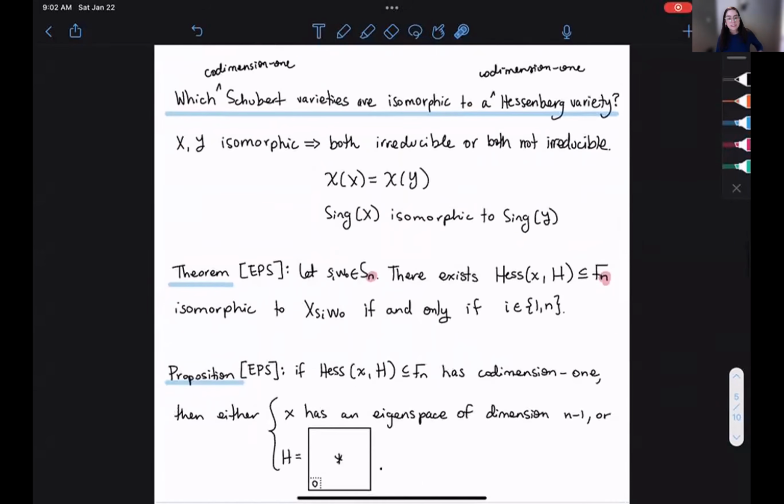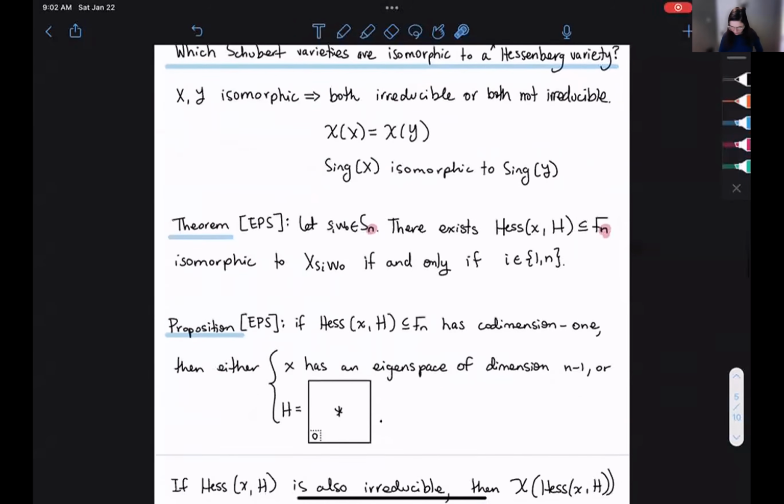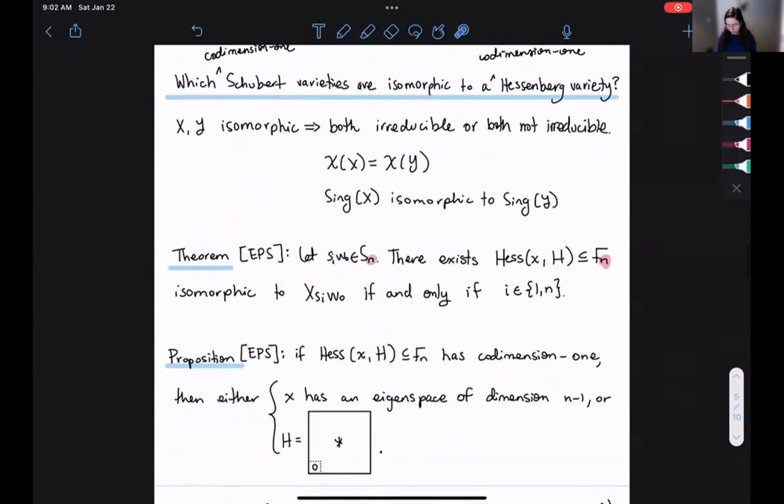And to prove this theorem, we had to use different tools. The first one is that we need to characterize codimension 1 Hessenberg varieties. And here, this is our characterization. If you have a codimension 1 Hessenberg variety, then there's only two possibilities: either your X has an eigenspace of dimension n-1, or H has to be this Hessenberg space.